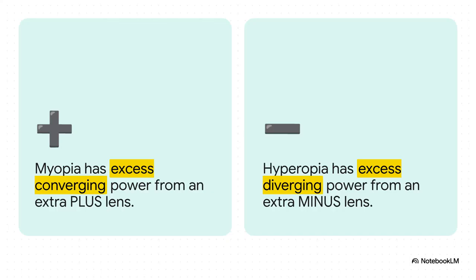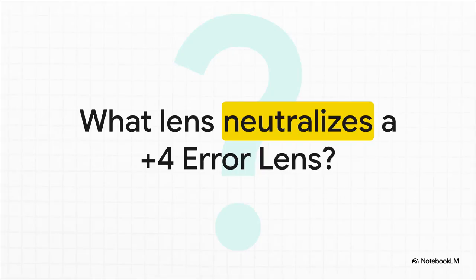Let's juxtapose these two clinical entities side by side to really solidify your pattern recognition here. Myopia means excess converging power, which equals an extra built-in plus lens. Hyperopia means excess diverging power, which equals an extra built-in minus lens. I want you to literally lock this visual into your memory right now, because this pathophysiological foundation dictates absolutely everything we do next.